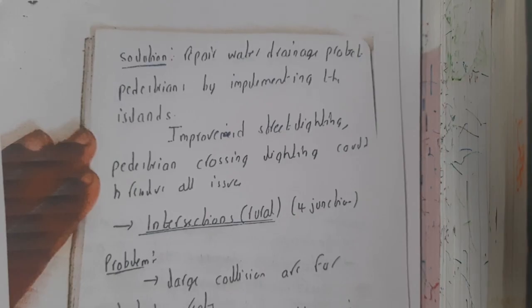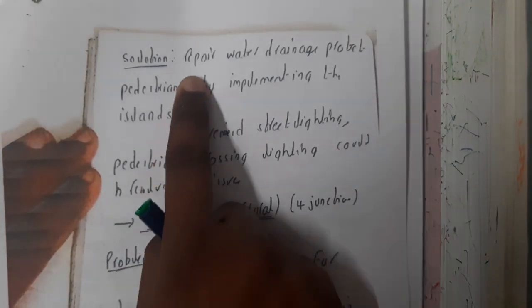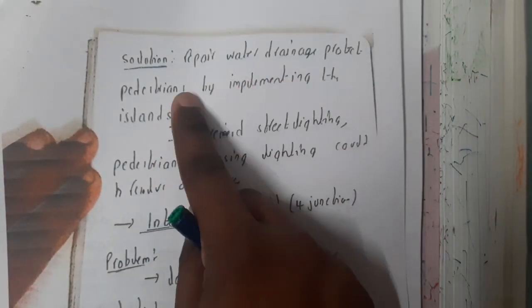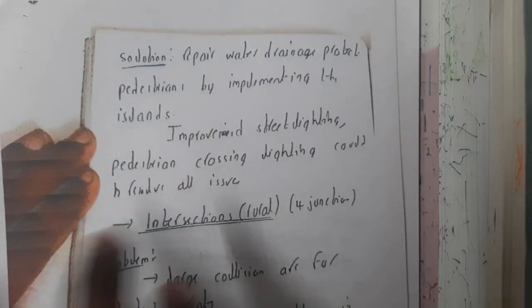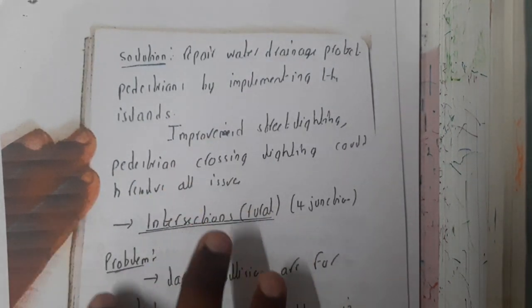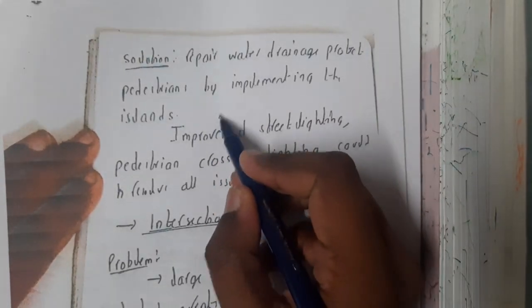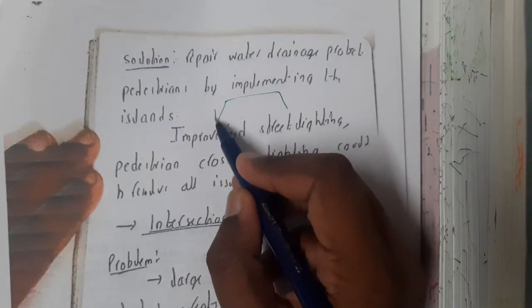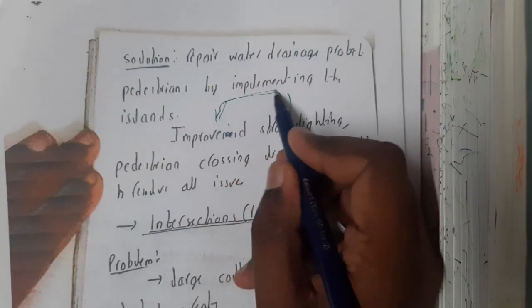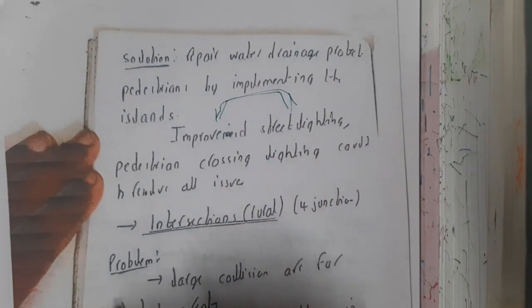Even I use it sometimes, but it is not a good thing. Similarly, the solution for it is to repair the water drainage, protect pedestrians, and build a pedestrian island for them so that they can wait. Or we can have over bridges, so if you want to cross from here to here, you can climb the bridge and get down. Those things are also available nowadays.